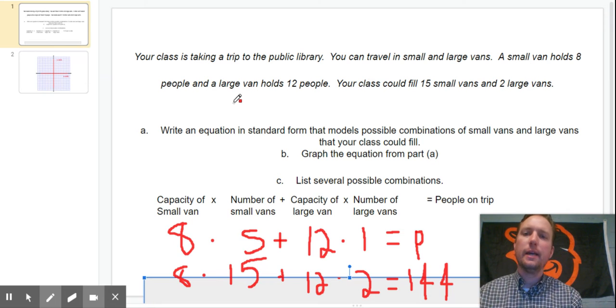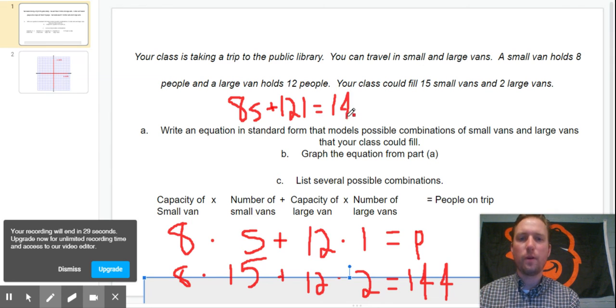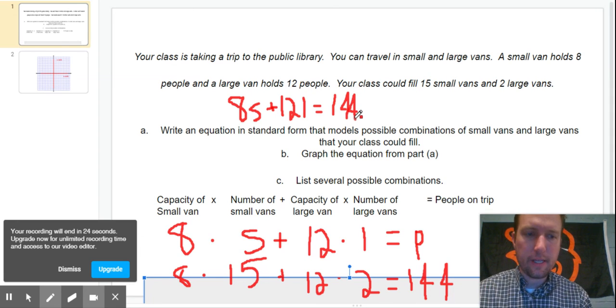And my equation in standard form, now that we've solved it, would be 8S plus 12L equals the number of people on the trip, which would be 144. Now, my video here is going to stop.